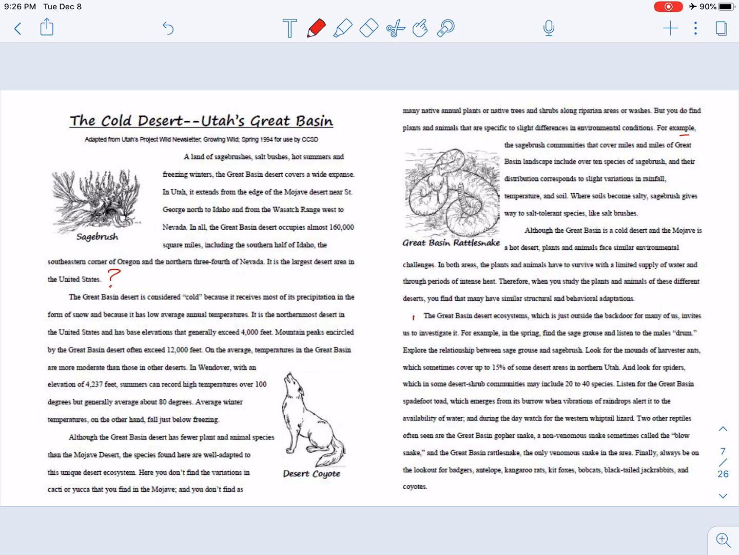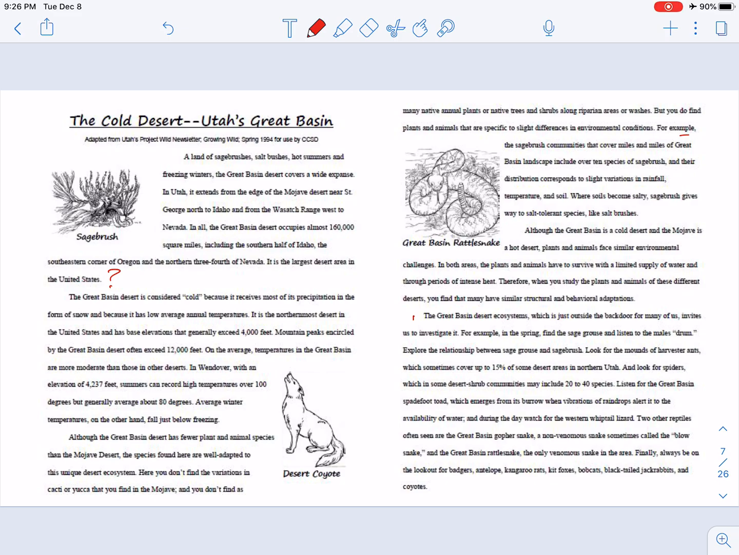The Great Basin Desert ecosystems, which is just outside the back door for many of us, invites us to investigate it. For example, in the spring, find the sage grouse and listen to the male's drum. Explore the relationship between sage grouse and sagebrush. Look for the mounds of harvester ants, which sometimes cover up to 15% of some desert areas in northern Utah. And look for spiders, which in some desert shrub communities may include 20 to 40 species.